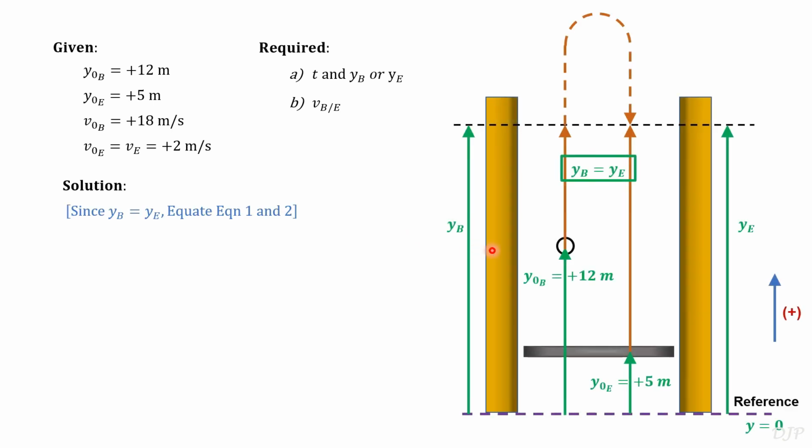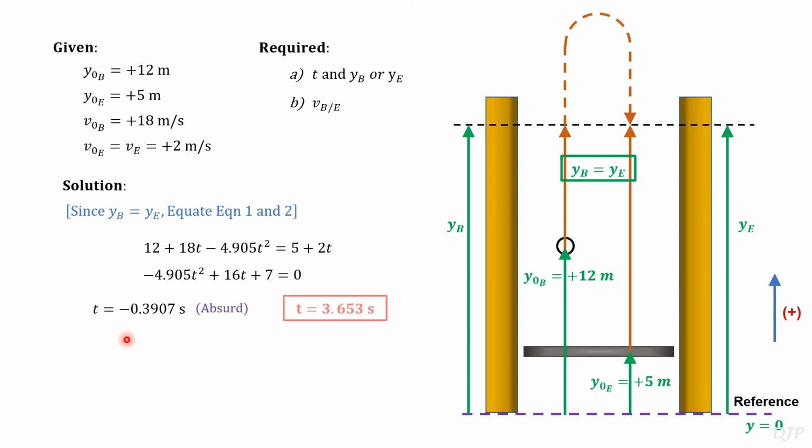Since the final positions of the ball and the elevator are equal, we will equate equations 1 and 2, and this will give us a quadratic equation. Solving for the value of t using the quadratic formula, this will give us two values of time. One is a negative value, which is absurd because there is no such thing as negative time, and the other is a positive value, which is the final answer for this question. This means that at this time, the ball and the elevator collided.